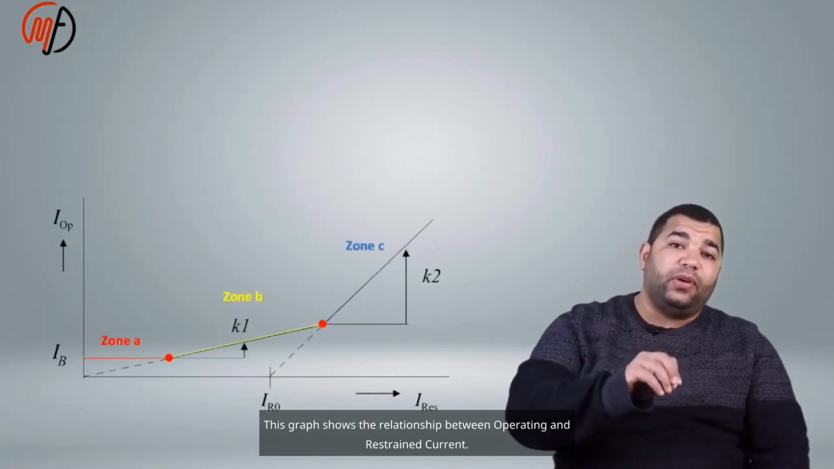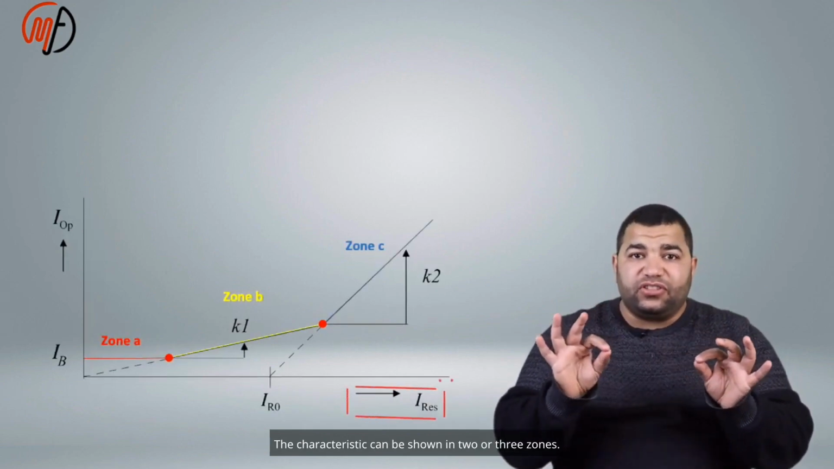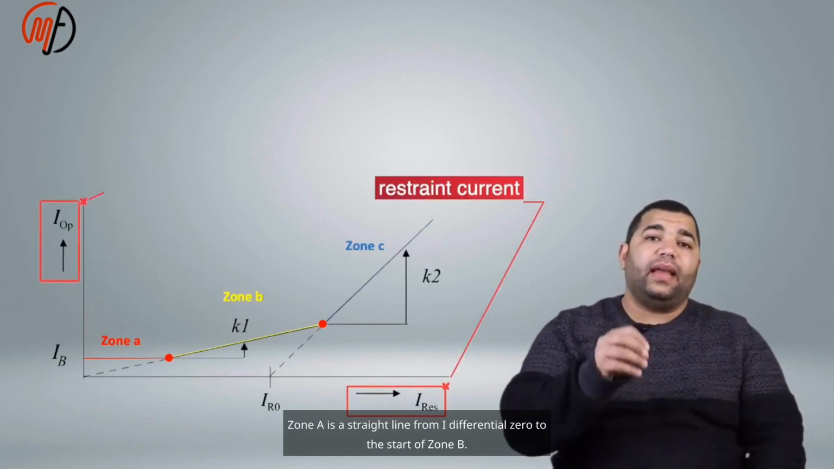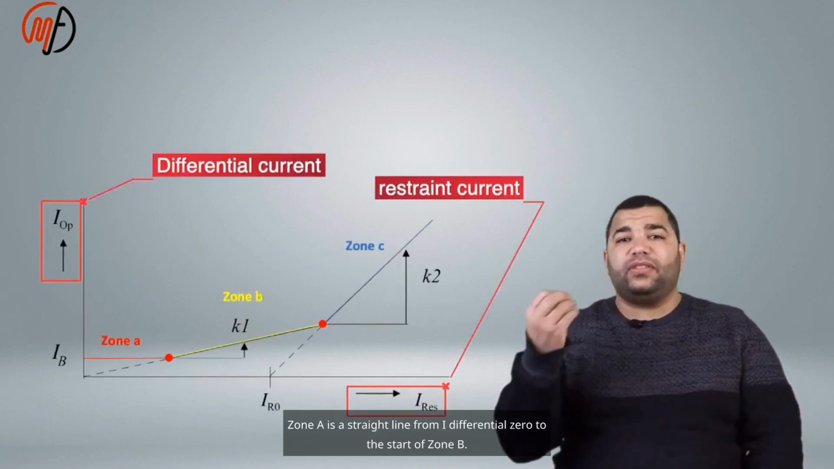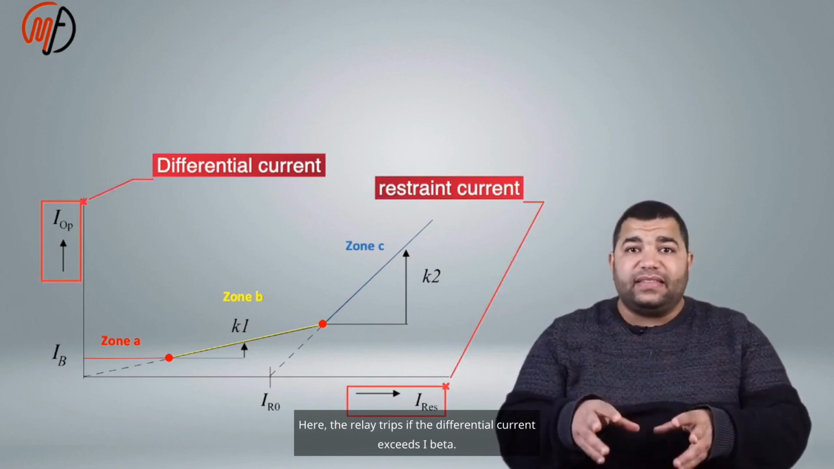The differential protection graph shows the relationship between operating and restrained current. The characteristic can be shown in 2 or 3 zones. Zone A is a straight line from I differential 0 to the start of Zone B. Here, the relay trips if the differential current exceeds I beta.